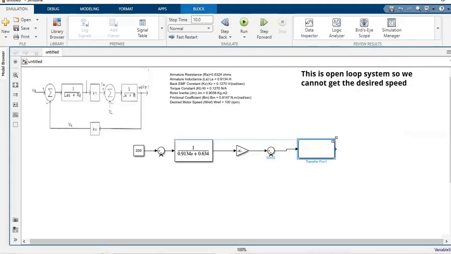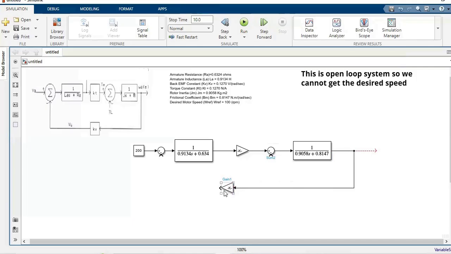So this is the second transfer function block, and the output of this block will be the angular speed. And then we have one more gain, which is nothing but the back EMF constant KB. We will press Control R to rotate the gain block, and then we'll connect that to the output of the second transfer function, and we'll connect the other terminal of the gain to the first summing block with the minus sign.